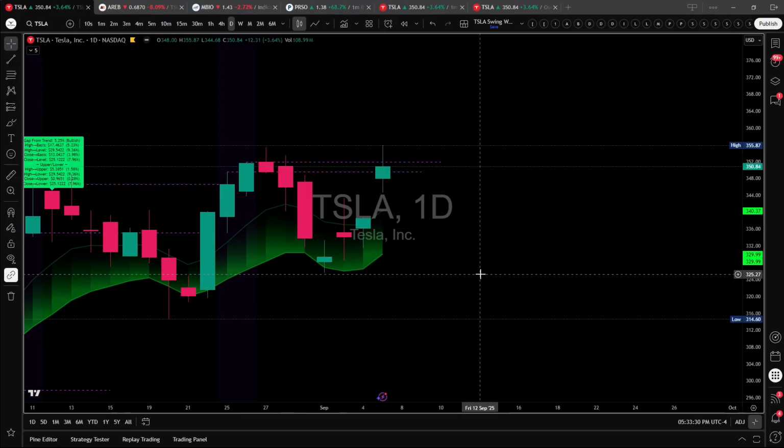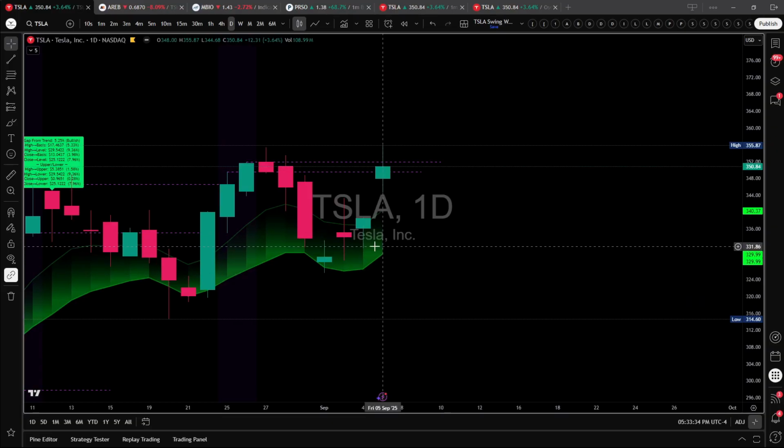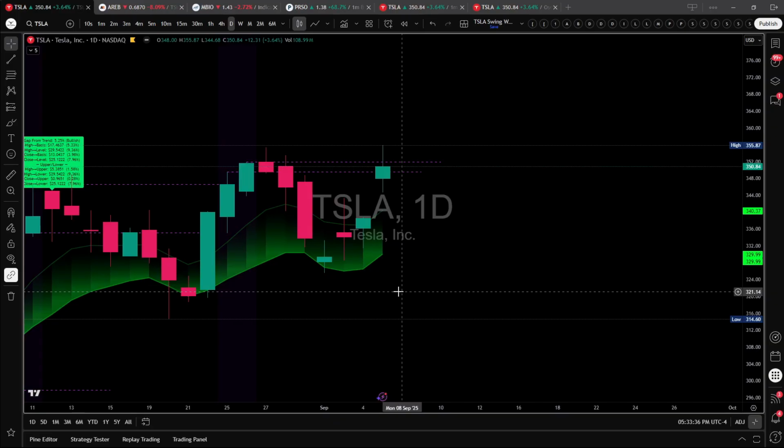And I do believe that when we see that pullback, I think it's going to be very sharp. I think it's going to close below on this time frame. I think we'll get a little sideways action. And I think eventually Tesla will topple over.